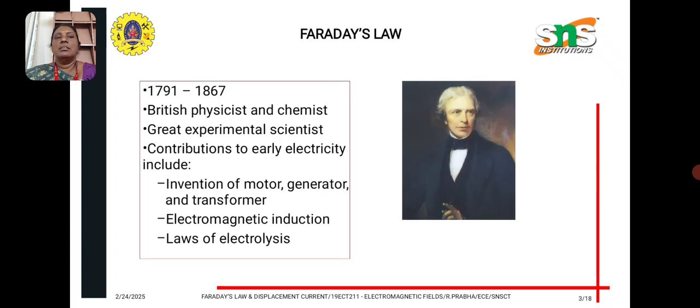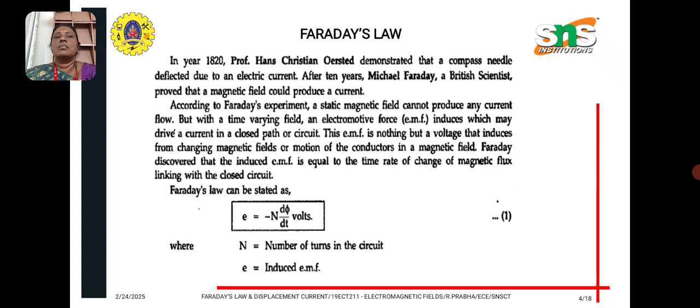Faraday's law was given by the British physicist and chemist Faraday, and he is a great experimental scientist. His contributions to early electricity include the invention of the motor, generator and transformer, electromagnetic induction and the law of electrolysis. According to Faraday's law, the static electromagnetic field cannot produce any current flow, but with the time varying field, an electromotive force, EMF, is induced, which may drive a current in a closed path or a circuit.